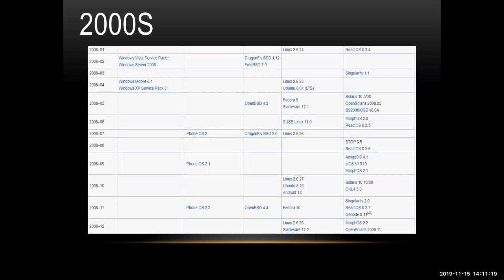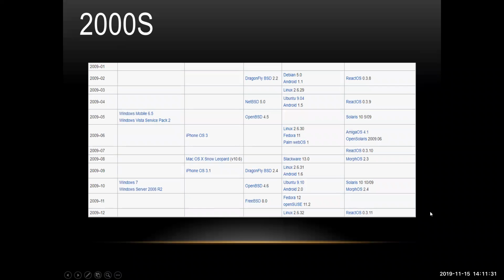And then for December, we had Linux 2.6.28, Slackware 12.2, MorphOS 2.2, OpenSolaris 2008.11. And then during 2009, we started with DragonFly BSD 2.2, Debian 5.0, and Android 1.1, together with ReactOS 0.3.8 during February of 2009. And then March, we had Linux 2.6.29. Then April, we had NetBSD 5.0, Ubuntu 9.04, Android 1.5, and ReactOS 0.3.9.